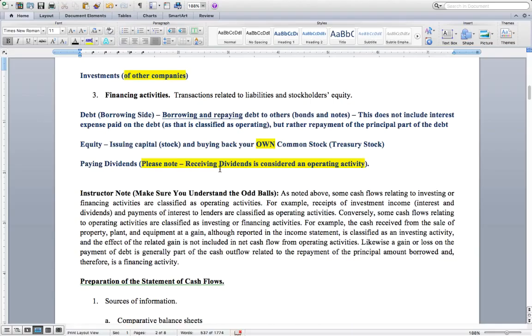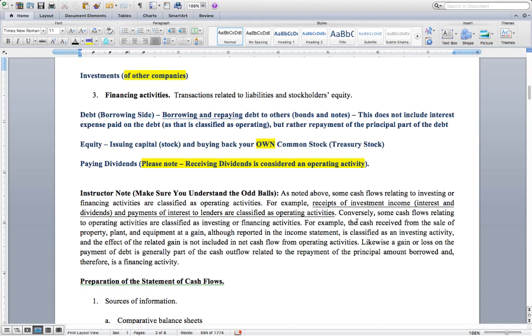So, as noted above, some cash flows relating to the investing or financing activities are classified as operating activities. Those examples include the receipt of investment income and payments of interest to lenders, which are classified as operating activities. Some cash flows relating to operating activities are not classified as operating. Rather, they are classified as investing or financing instead.